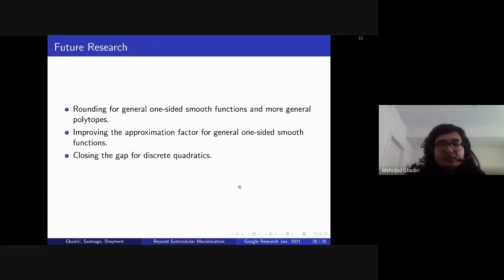The third direction is closing the gap for discrete quadratics. As I mentioned, the lower bound right now is sigma, and the upper bound is sigma to the 3/2. And maybe the last direction is finding more applications for these functions in, I don't know, machine learning, economics, game theory, or other areas.